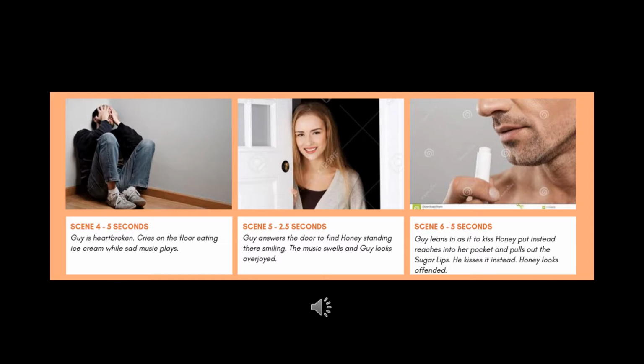He's heartbroken, and we see him going through a classic breakup. Eventually, Honey knocks on his door, but it is revealed that Guy wasn't missing Honey, he was missing the taste of her chapstick. It then cuts to the logo and the tagline, Sugar Lips, sweeter than honey.